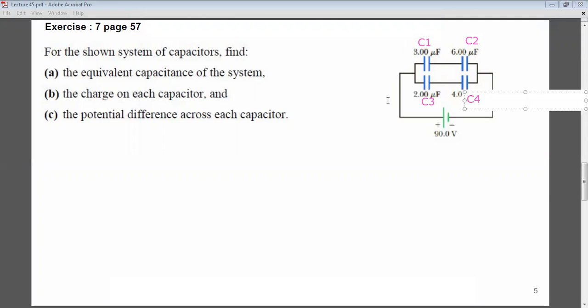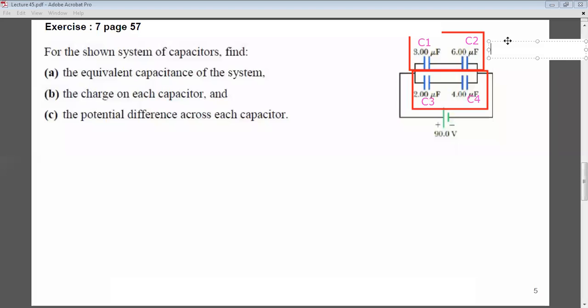so what do I have? I have C1 and C2 in series, C3 and C4 in series. This gives me C12, this gives me C34, and then C12 and C34 are in parallel. So let's start.